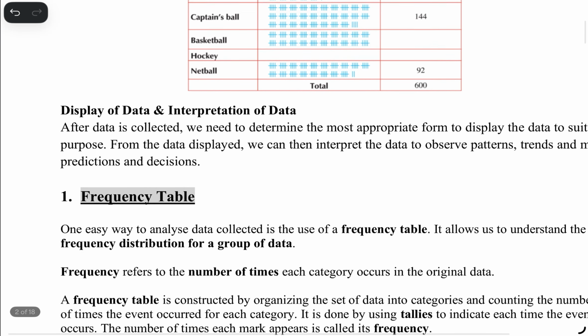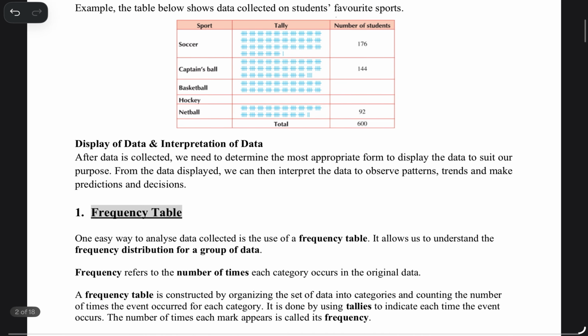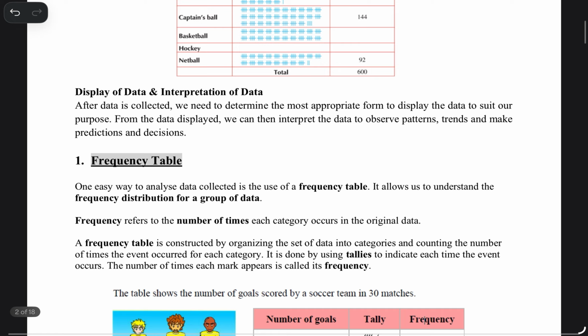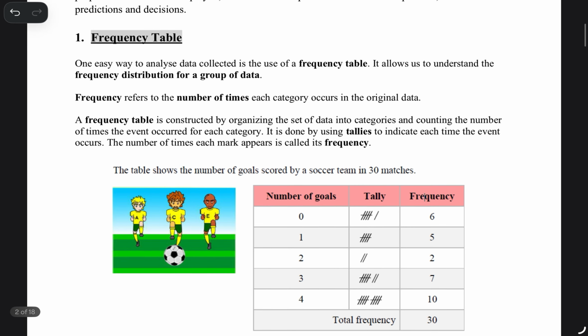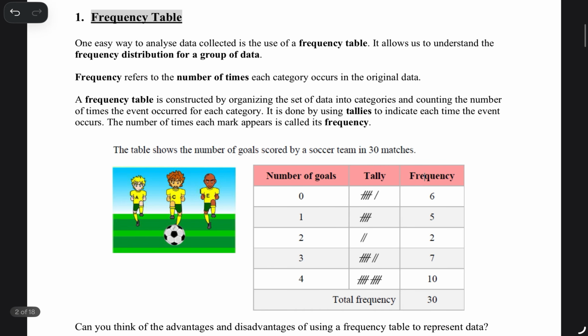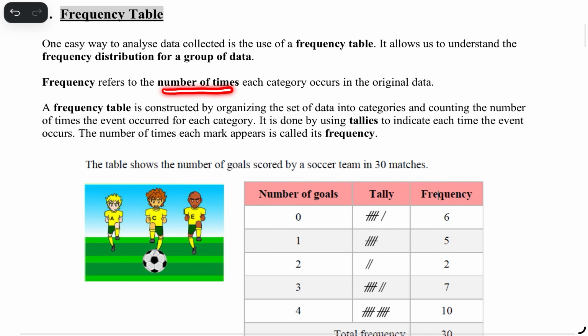After we have collected data, we must determine the best and most suitable way to display the information that we collect. Today, the first form we'll look at is called the frequency table. What is a frequency table? Frequency tells us how many times each category occurs, or how many times something happened.